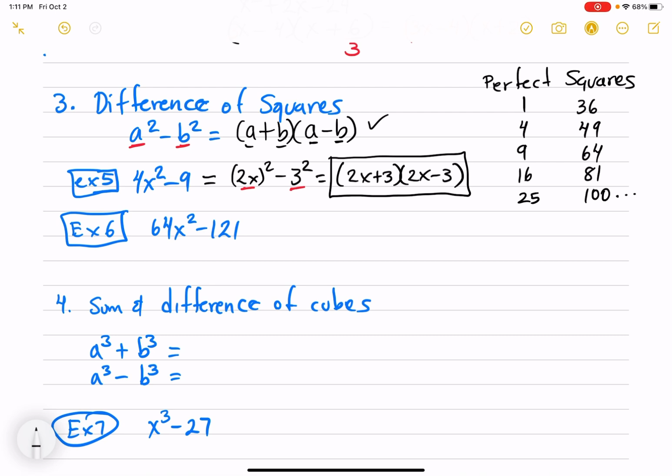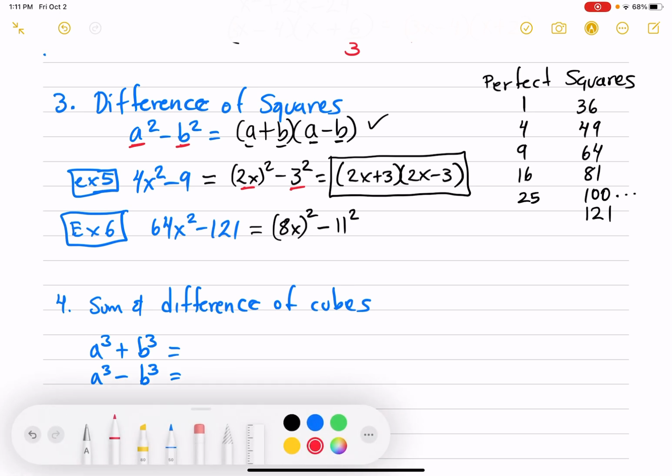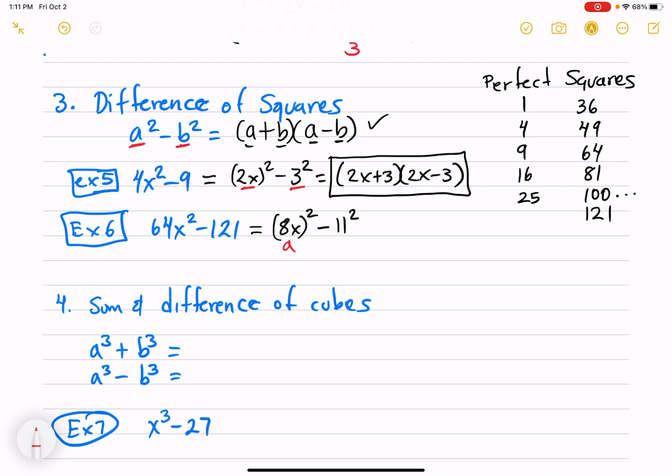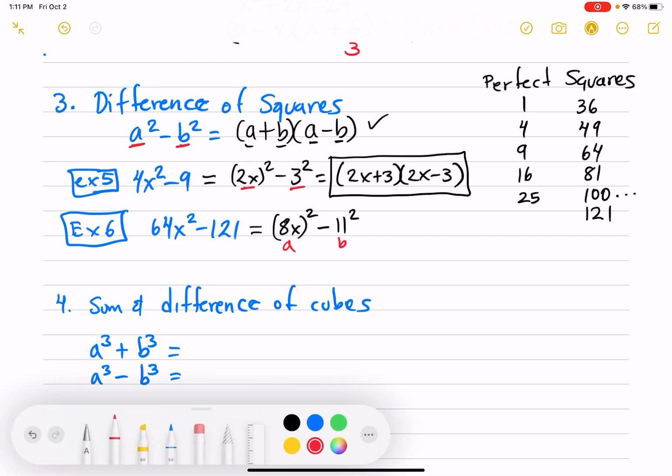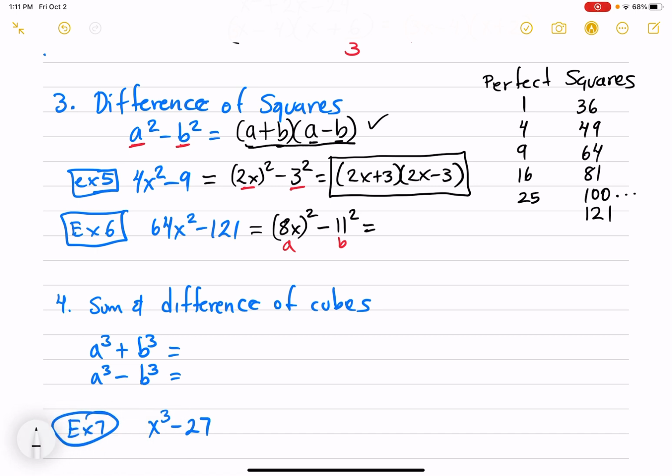Look at the next one. 64 and 121 are also perfect squares. The next number right here would actually be 121. They're both squares, and we have the difference of two squares. So all we have to do is recognize that 64x squared is (8x) squared, and 121 is 11 squared. So here's my a: a is 8x, and b is 11. When I substitute those numbers into this formula, I get (8x plus 11)(8x minus 11), which is the factorization of this binomial.